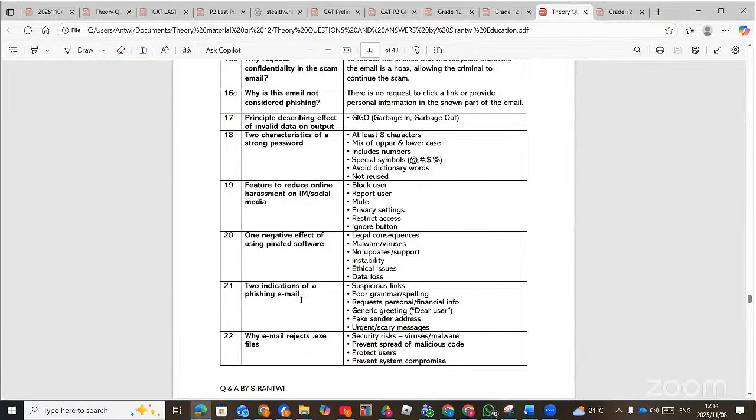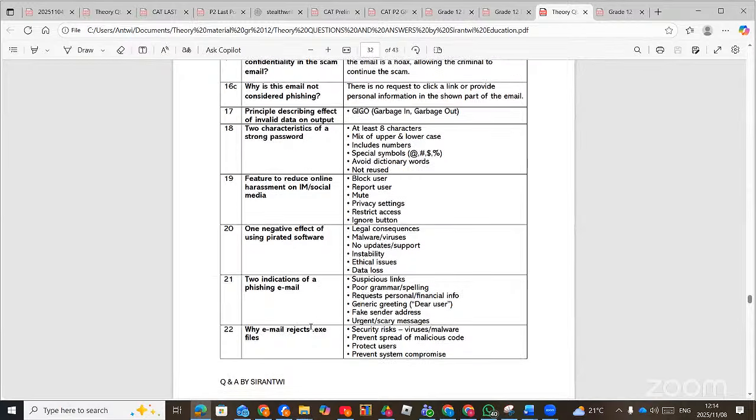Now, two indications of a phishing email. A phishing email might contain a suspicious link or poor grammar or spelling. You must check some of these things for phishing email. You must check the sender's address, the grammar, and also the links. Check the definitions also, whatever they write.